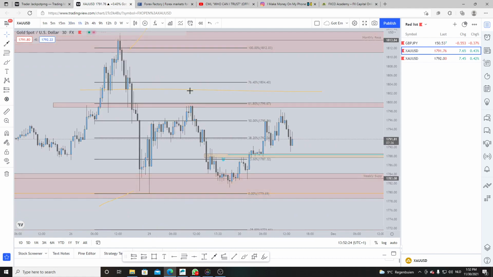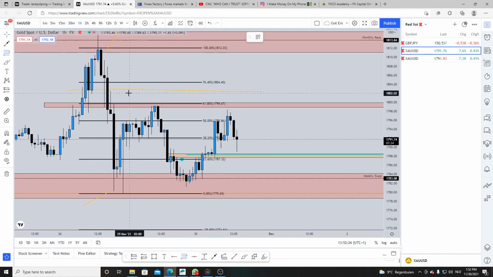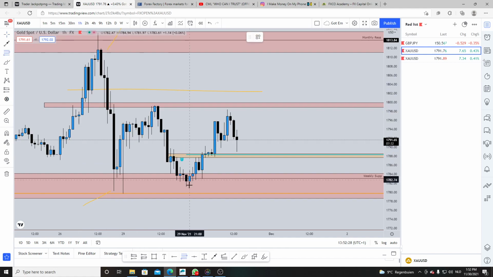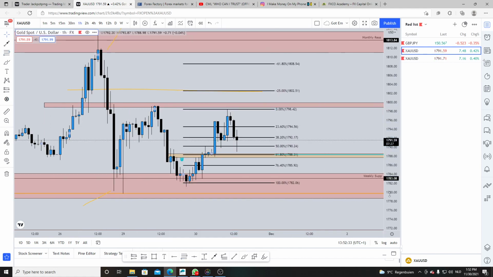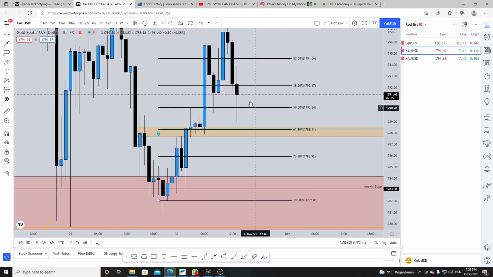So right here on the 1 hour, I believe I drew my Fib from here to here. Look, from the start, so we start retracing, and you have this, right? You come into the 50, you come close to the 61, you start rejecting. I had a buy limit. It didn't get triggered. It is what it is. But I took this buy limit based on the Fibs.